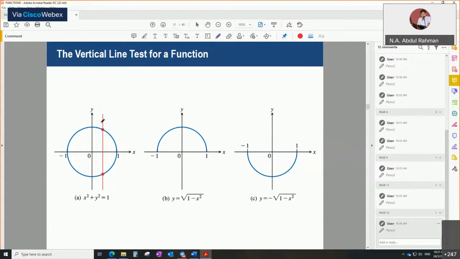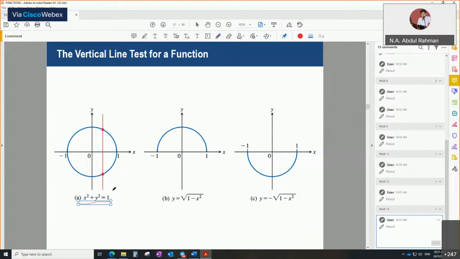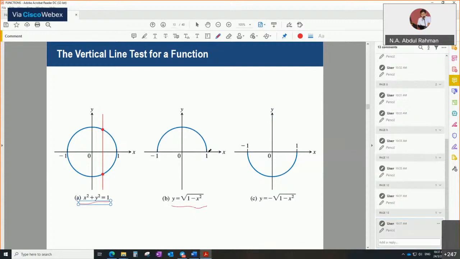From our vertical line test, we draw a vertical line and we see that the line passes through two points on our circle, meaning that this equation is not a function. But you can actually redraw it, focusing only on the top part and the bottom part separately. So here we have the top part, and you can try to use your vertical line test. You can draw anywhere that you want. Actually, you have to draw everywhere.